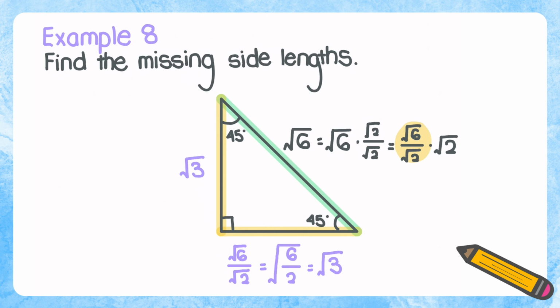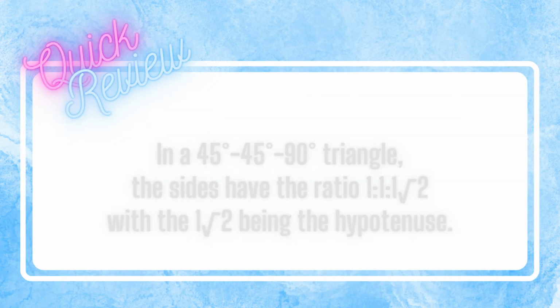So even when you see radicals or don't see radicals in the hypotenuse, it's still the same idea. You just want to rewrite the hypotenuse length so that it's something times radical 2, just so it's in that 45, 45, 90 ratio format. So today we looked at one type of special right triangles, the 45, 45, 90 triangle. And in a 45, 45, 90 triangle, the sides have the ratio 1 to 1 to 1 times radical 2, with that radical 2 part being the hypotenuse length.